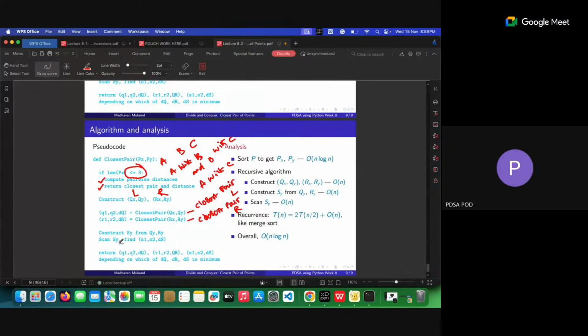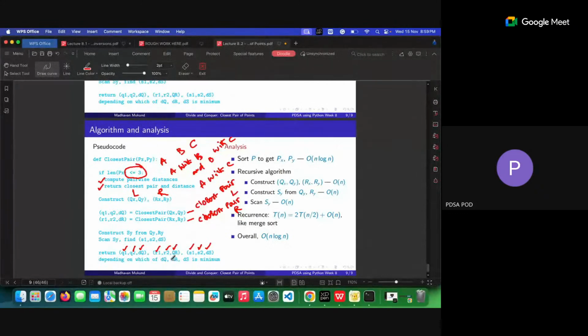Then what we do is scan the across points, from the bottom up. When we scan it, we return Q1, Q2 and the distance of Q points, R1, R2 and the distance of R points. In a similar way, across the boundaries, we find the S1 point and S2 point with the distance of S. So which is the closest?